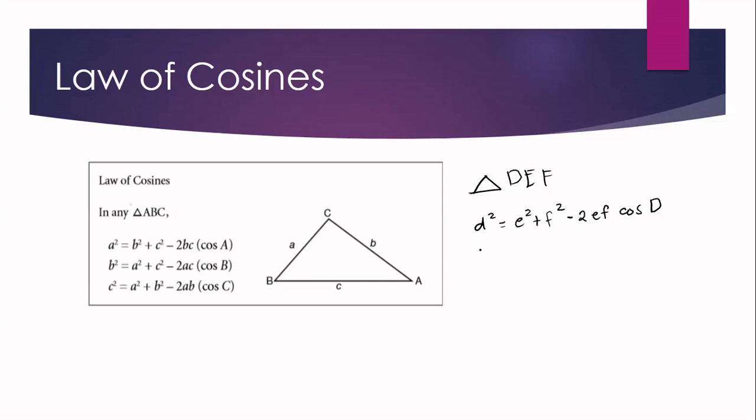Of course, if we want e, we have e squared equal to, the other two sides are d and f, so d squared plus f squared minus twice the product of these two, d and f, and then cosine of angle E. And lastly, if f, we have f squared is equal to, the other two sides are d and e, so d squared plus e squared minus twice d and e, and then cosine of angle F. So that is how our law of cosines goes.